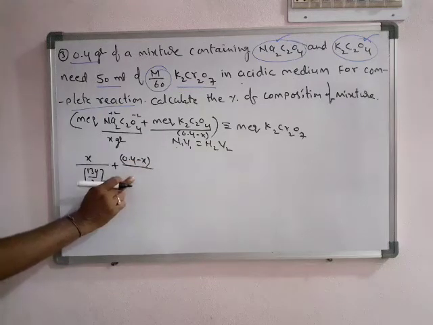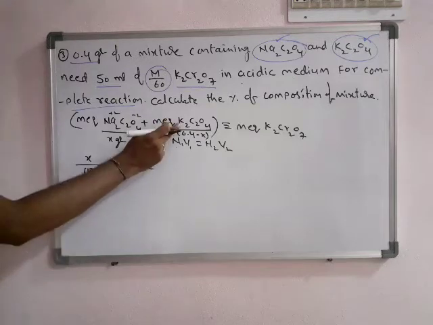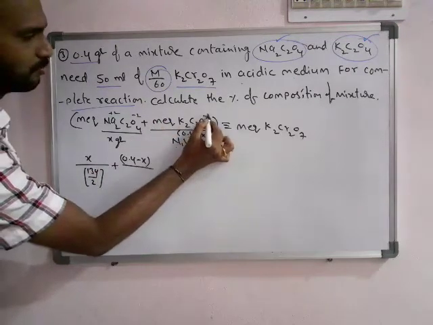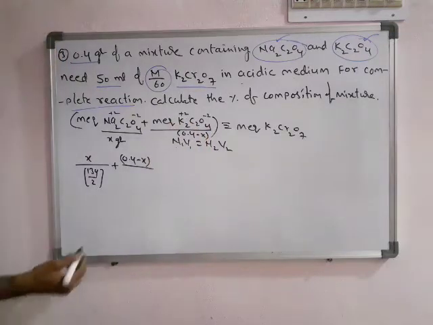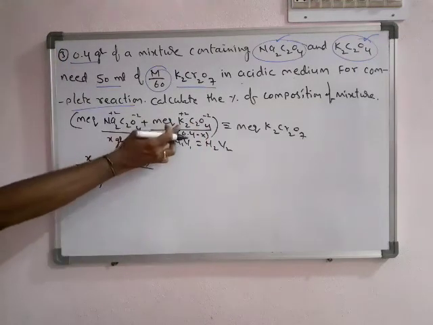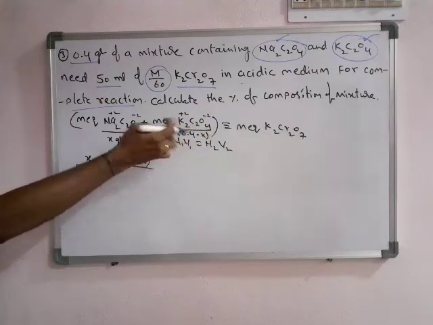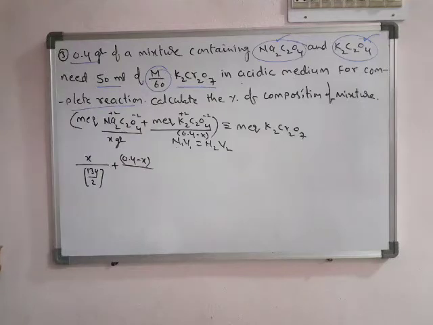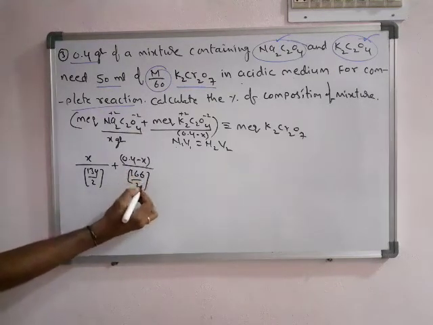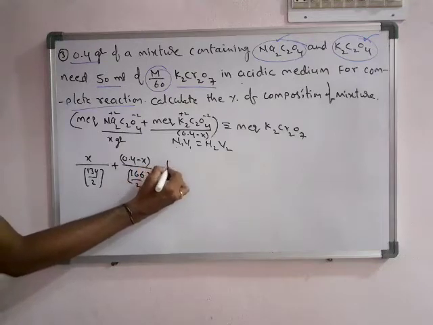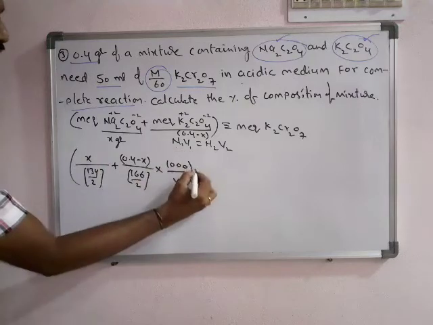So equivalent weight means again molecular weight by basicity. So here it is a salt, so in charge, C2O4 minus 2, 2 potassiums so plus 2. Okay. So what is the molecular weight? Potassium 39, carbon 12, oxygen 16. By total calculation, we will get 2 into 1000 by value into V.